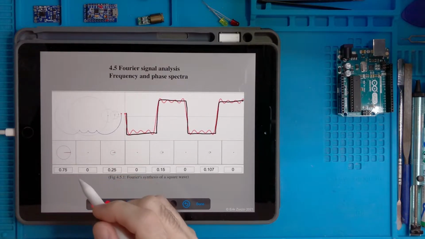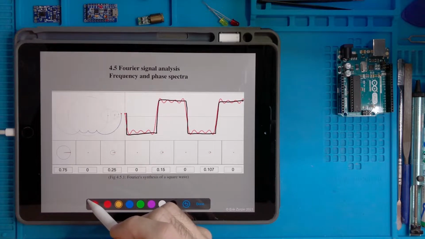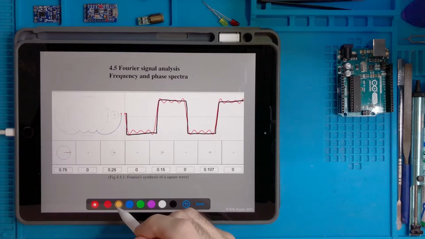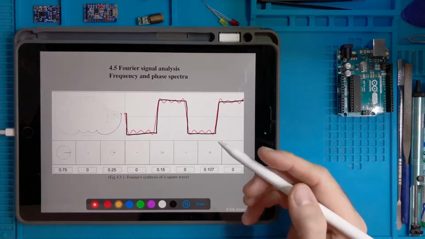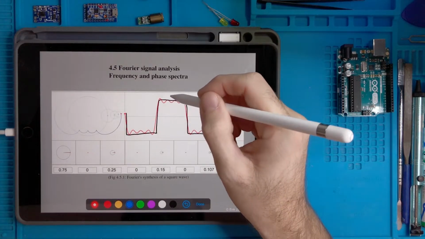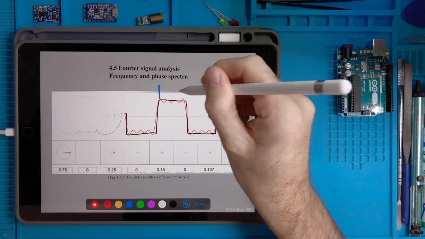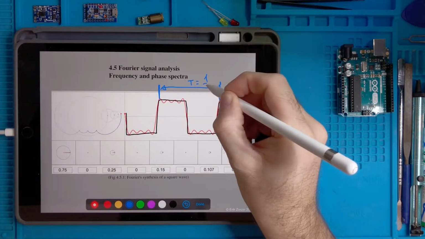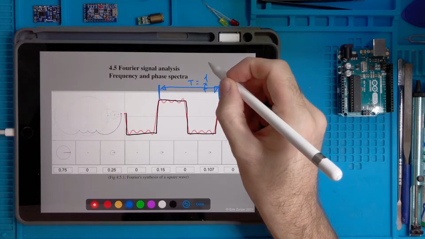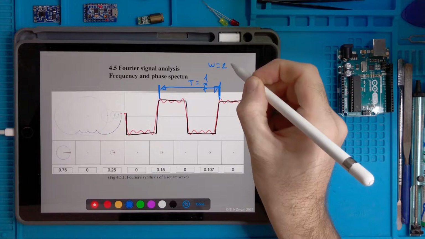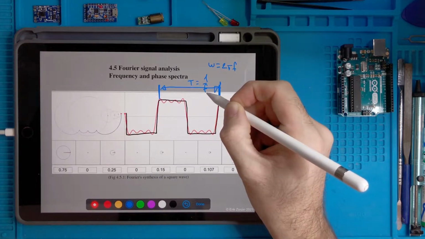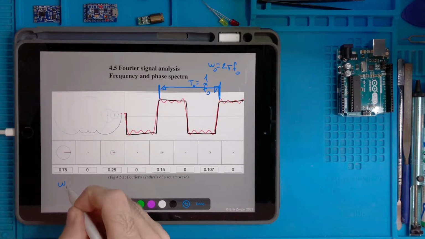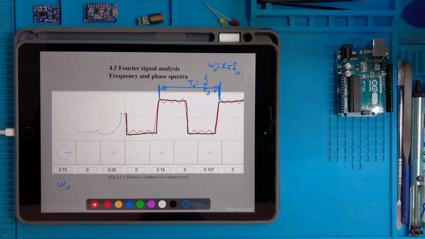The first term is called the fundamental harmonic, which is a sinusoidal term having a frequency corresponding to the longest period you can find in the signal. So here in this chart, the longest period is this one. So T equals 1 over f, and omega is 2 pi f, let's say T0, f0, omega 0. So this is the frequency corresponding to this phasor.